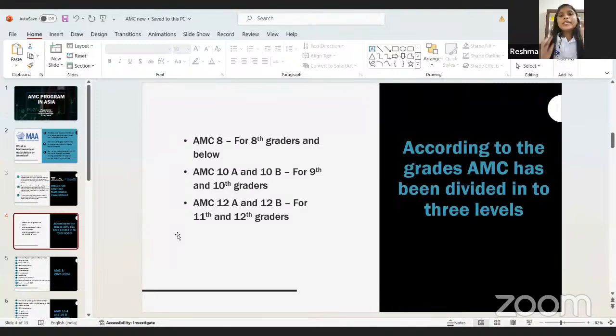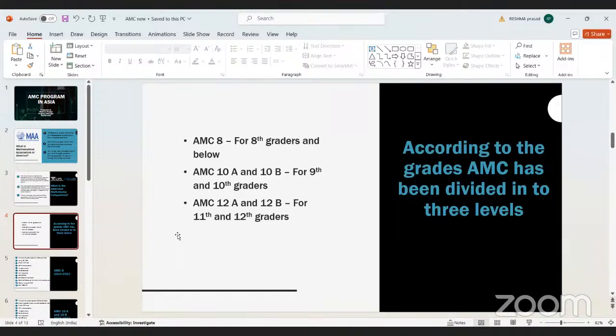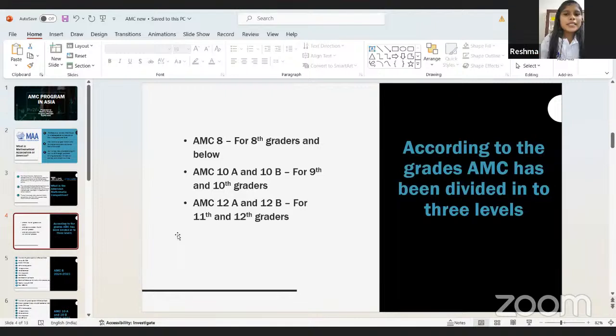Okay, so according to the grades, the AMC has been divided into 3 levels: AMC 8, AMC 10, and AMC 12. So AMC 8 is for 8th graders and below, AMC 10 is for 9th and 10th graders, and then AMC 12 is for 11th and 12th graders.